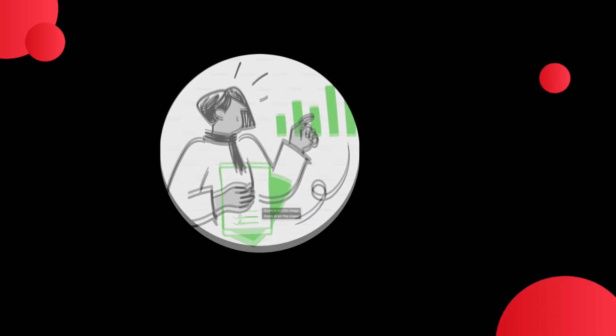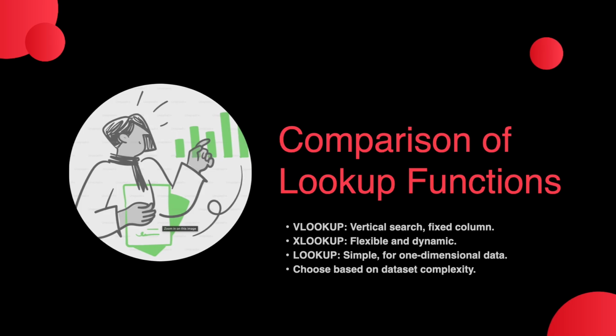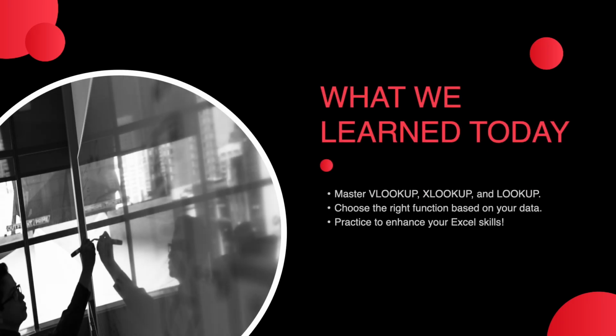Now let's quickly compare these functions. VLOOKUP is great for column searches, HLOOKUP works horizontally, and XLOOKUP is the ultimate all-rounder. By understanding their strengths, you can choose the best tool for the job every time. And there you have it, the ultimate guide to VLOOKUP, HLOOKUP and XLOOKUP.